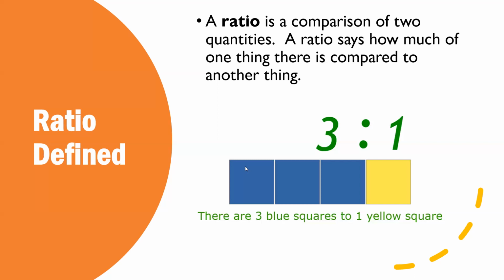Yes, sir. Okay, good. Can you read what is the definition of a ratio, please? A ratio is a comparison of two quantities. A ratio says how much of one thing there is compared to another thing. Very good. Read the description. There are three blue squares to 1 yellow square. Very good. So that's a ratio.